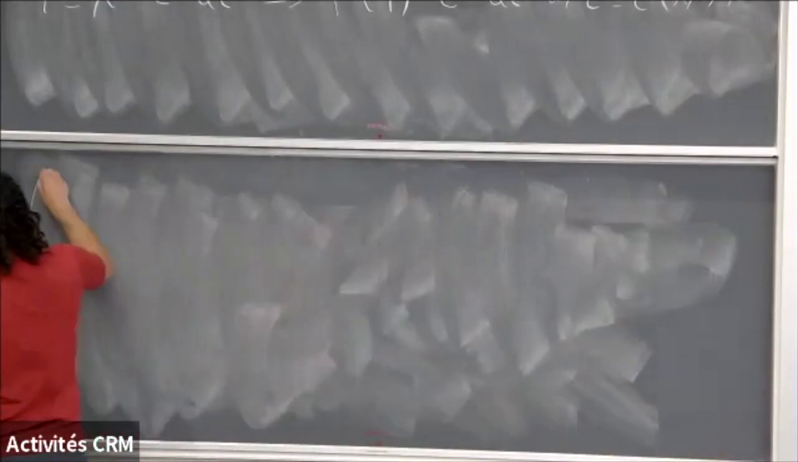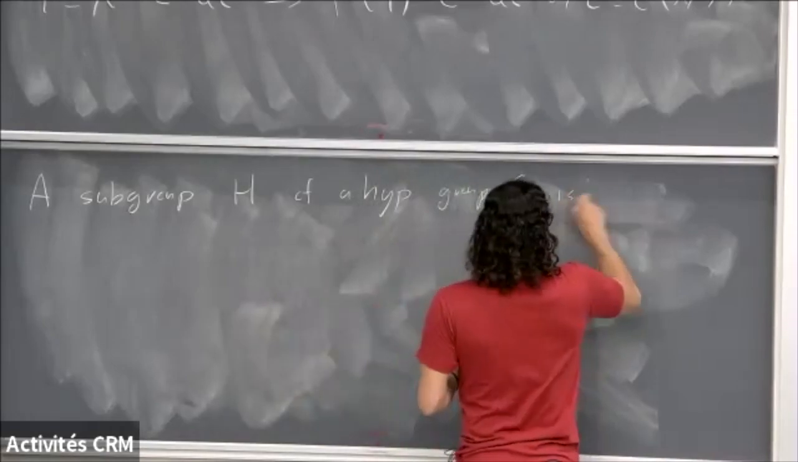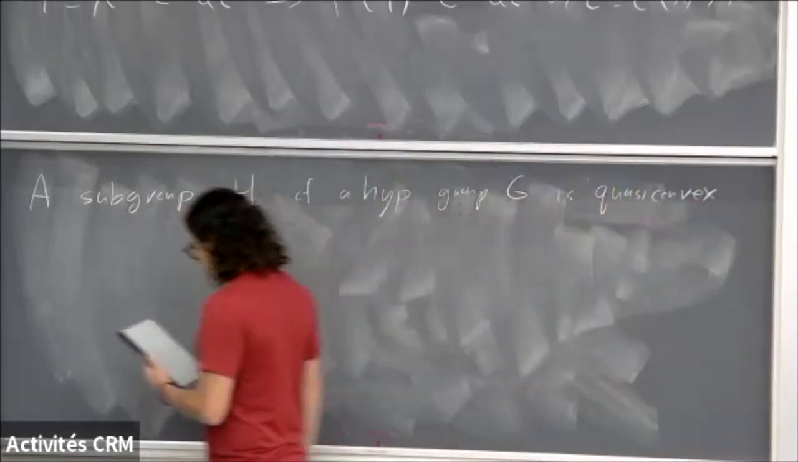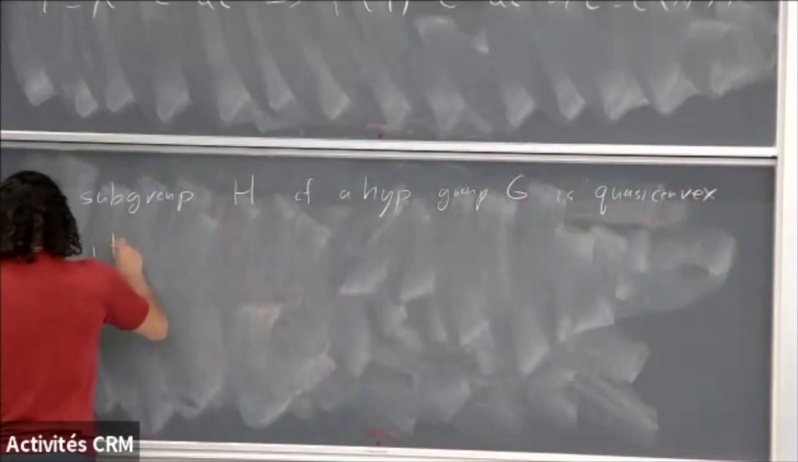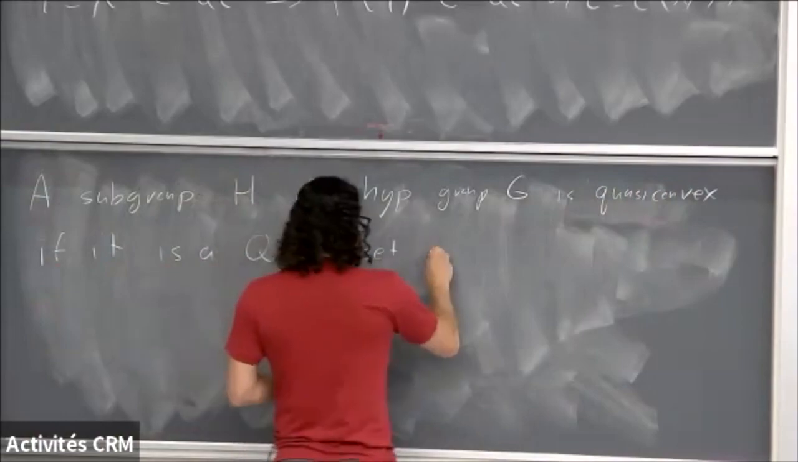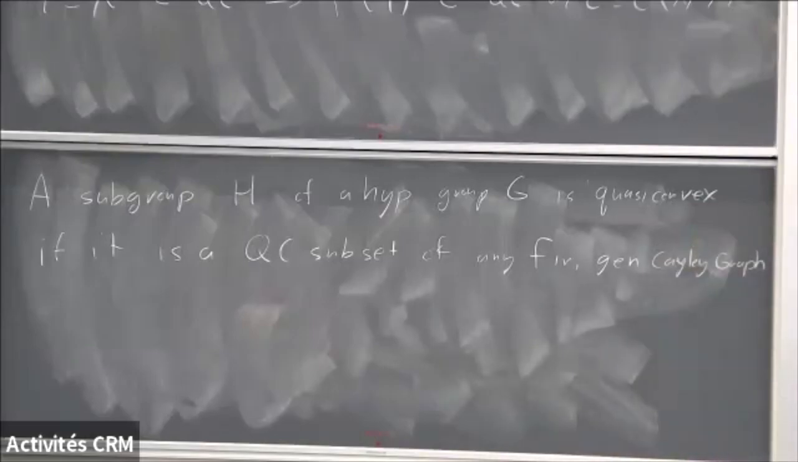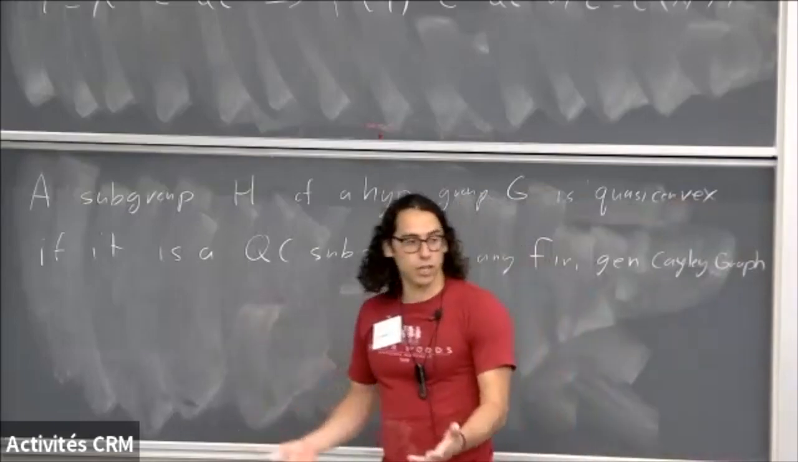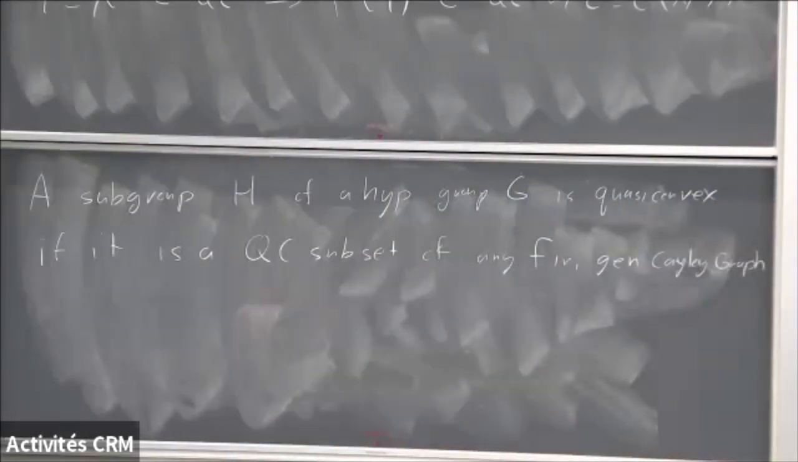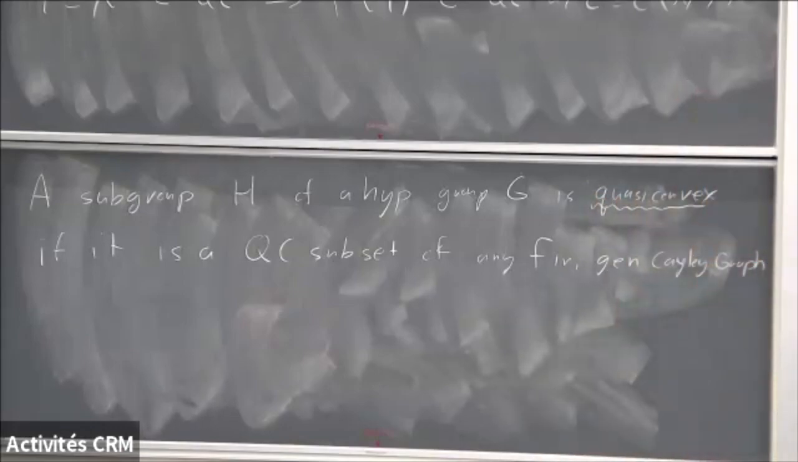So a subgroup H of a hyperbolic group G is quasi-convex if it is a quasi-convex subset of any finitely generated Cayley graph. Okay, so for G you can pick some finite generating set, get a Cayley graph. You look at the set of vertices in that Cayley graph that are in the subgroup H, and you ask, is that set quasi-convex? Now, thanks to this lemma, it doesn't matter which finite generating set you choose. If it's quasi-convex in one, it will be quasi-convex in all of them.